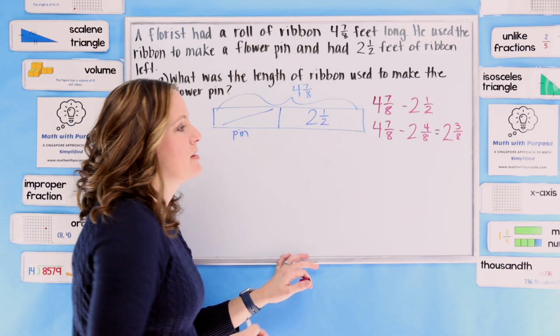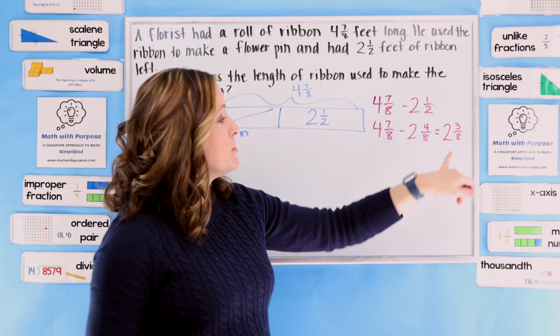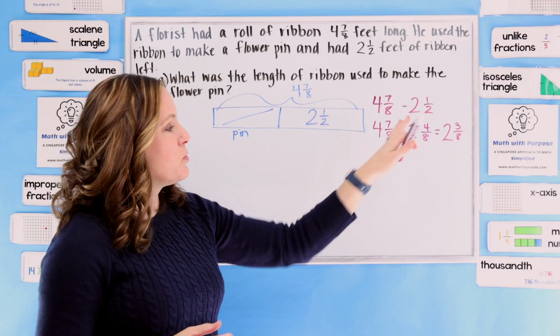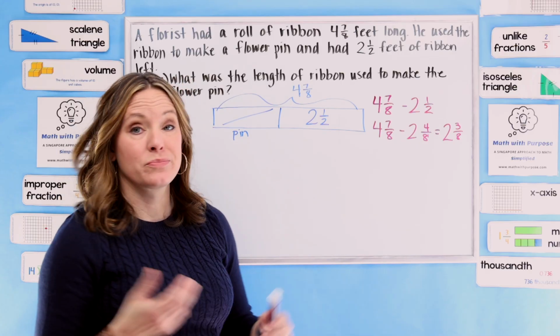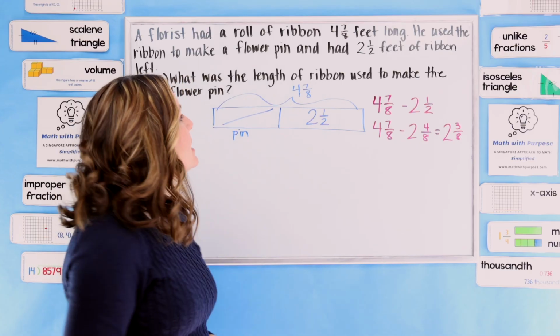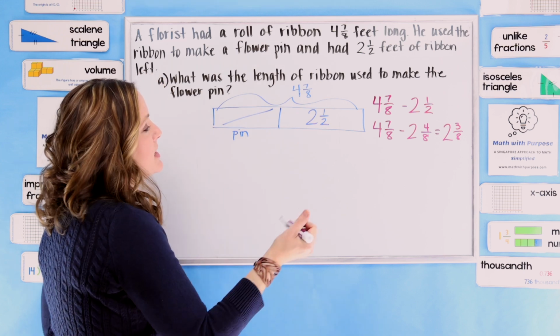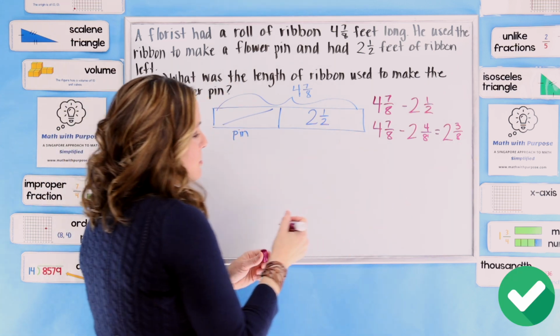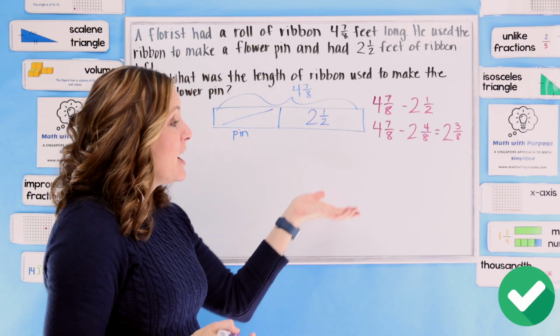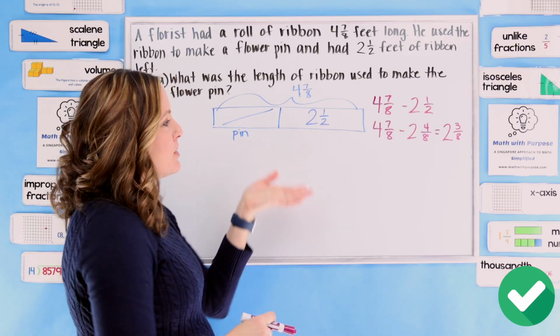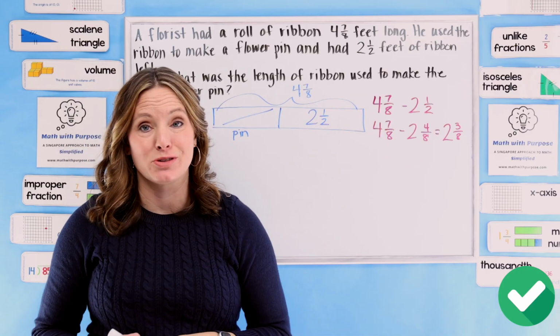Can we simplify that any further? No, we cannot. 3 is a prime number, and 3 is not going to divide evenly into 8. So we know we have it in simplest form. So, did we answer our question? What was the length of the ribbon he used to make the flower pen? He used 2 3/8 feet. And that was how we used our paper strips to go to our visual model to tell us to subtract.